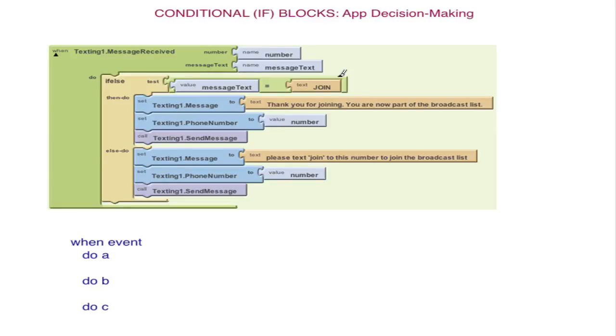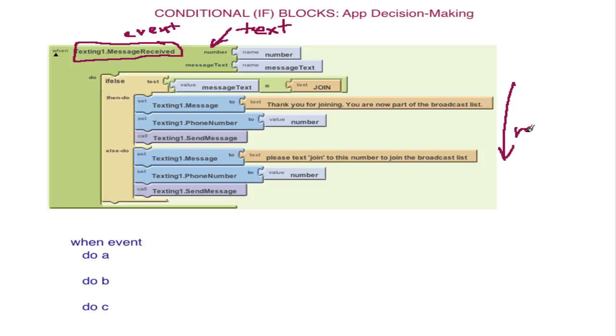Let's talk about conditional if blocks and kind of how an app makes decisions. So here are the blocks you were just building. When a text comes in from another phone, this event handler gets triggered. So the event is message received, and then we do some response. This is the response to some text coming to the phone, and in this case the response is to send back a text.